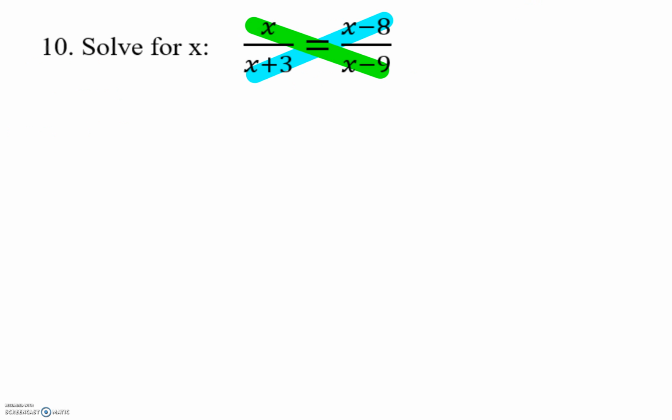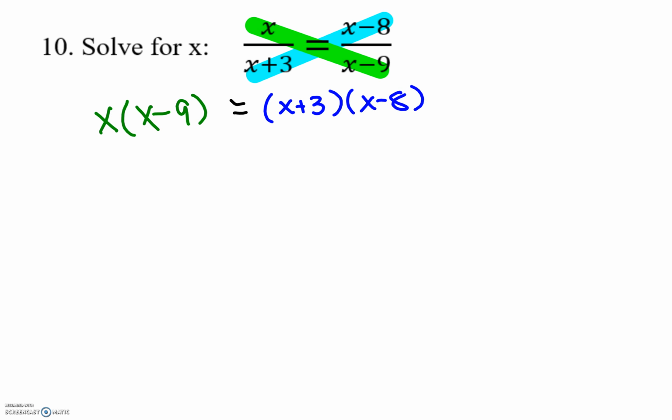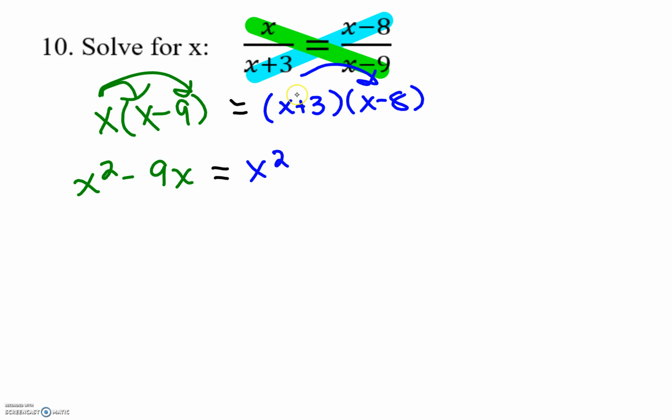The next one, we have a proportion. And whenever we see a proportion, we want to cross multiply. So I already have that highlighted. We're doing x times x minus 9 is equal to x plus 3 times x minus 8. So on the left-hand side, we distribute out. We have x squared minus 9x is equal to x times x, which is x squared, x times negative 8, 3 times x, and then 3 times negative 8.